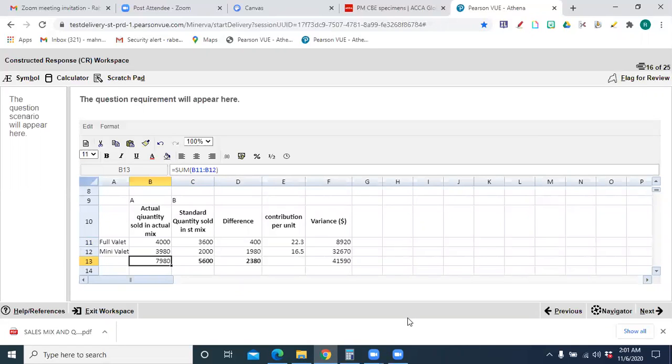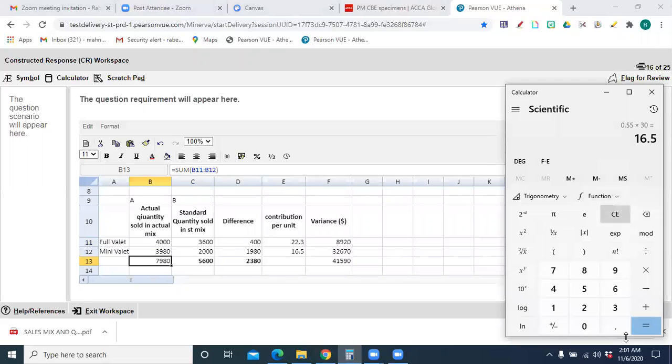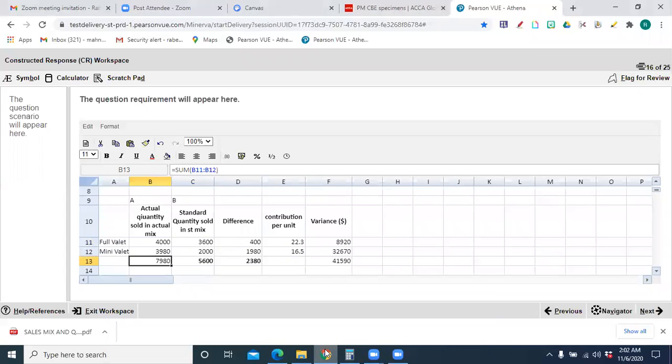I actually sold more quantity. Overall, what is the change in the quantity? Overall, there is also an increase in the volume, which is basically 7980 minus 5600, divided by 5600. Overall, there is a 42.5% increase in the volume as well. Okay, and I actually sold 400 more units here, 1980 more units here, and that gave me more profit from full value of 8920 as compared to the budget, and more profit of 32670 as compared to the budget.